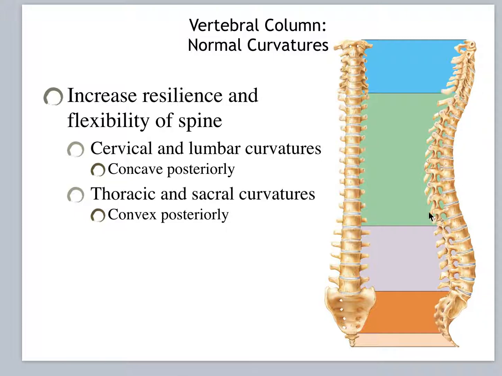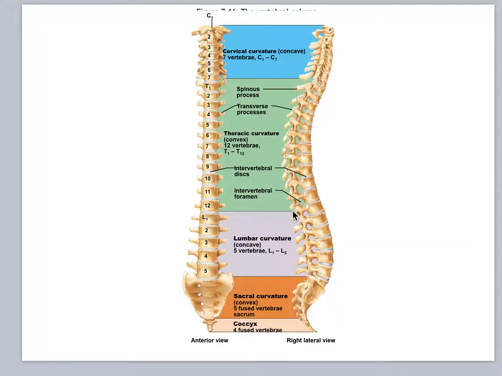That's in the lateral view, but notice that in the AP view, front to back, it should be straight in the normal circumstances. It should be straight. This just shows the same information, showing the cervical curvature, the thoracic curvature, the lumbar curvature, the sacral curvature.